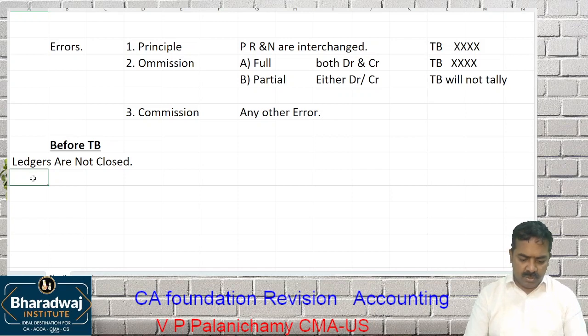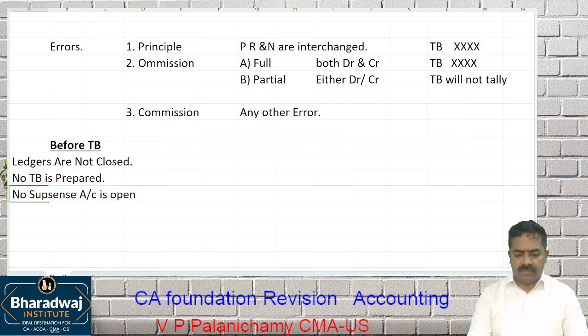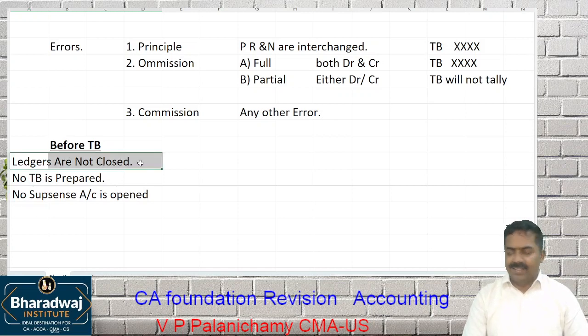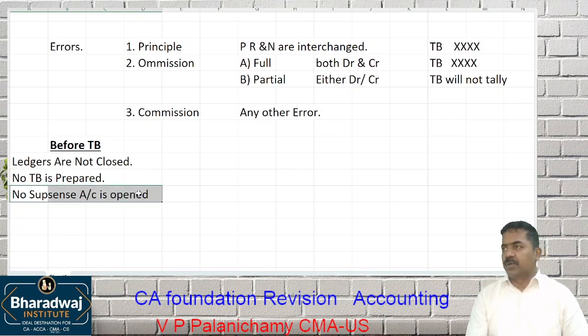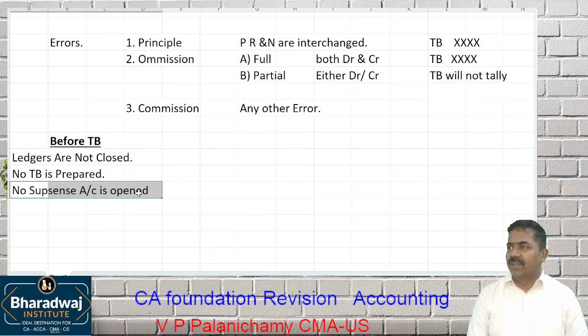So ledgers are not closed. So no trial balance is prepared. So no suspense account is open. Do you understand? Ledgers are not closed means you are ready to tally the ledgers and close the balances. And trial balance is not prepared and no suspense account is opened. When will you open a suspense account? When trial balance is not tallying, debit and credit is not tallying, you will open which account? Suspense account. So suspense account is not opened before which one? Trial balance.